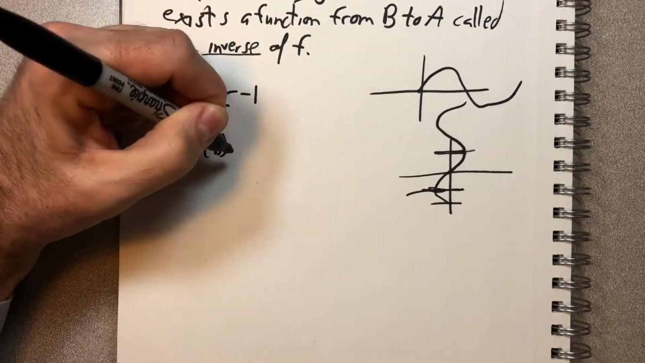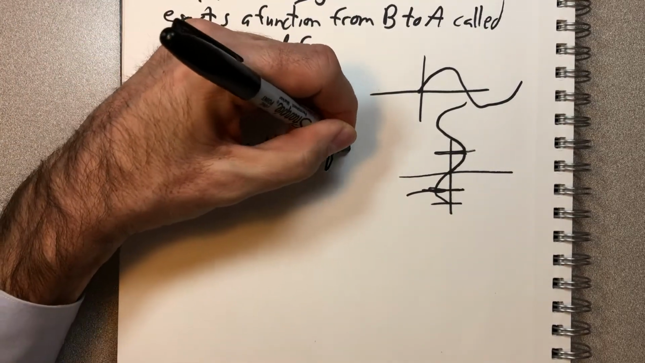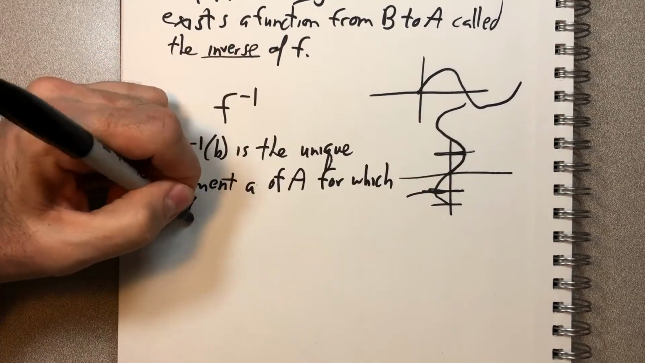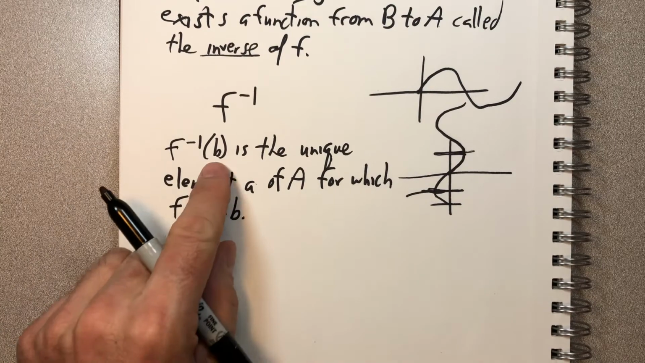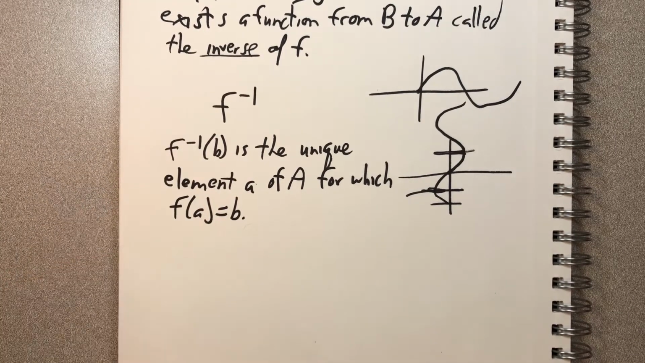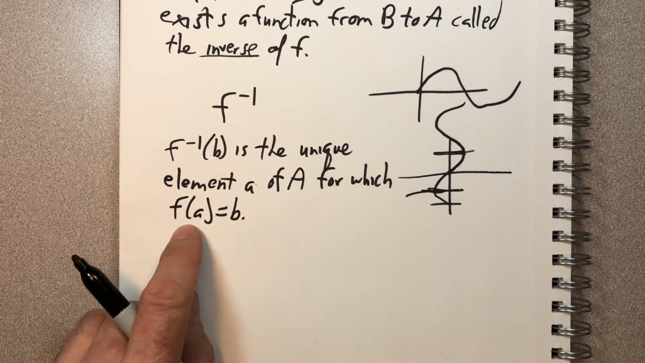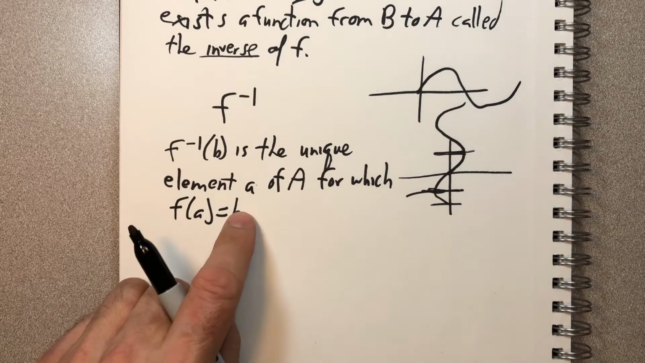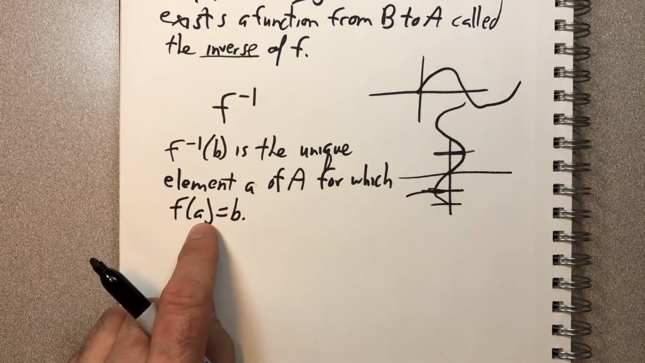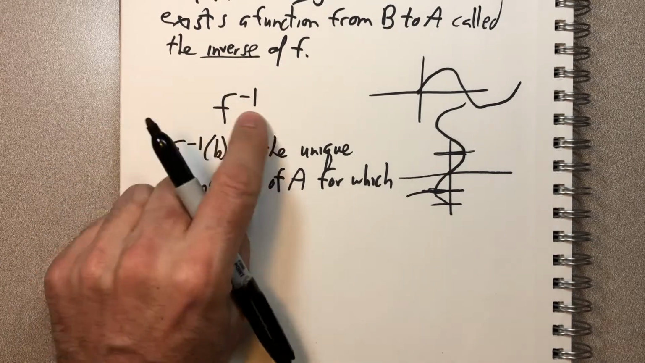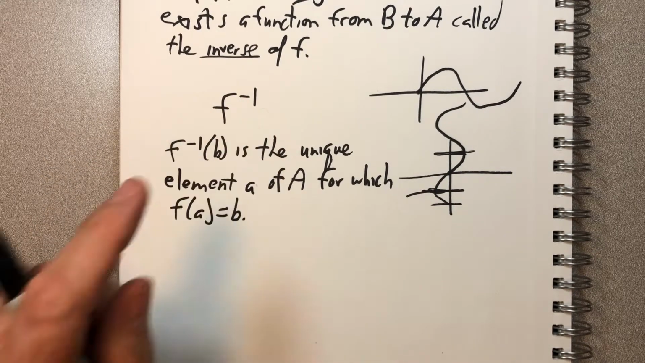So the inverse f minus 1 of b is defined as the unique element a of A for which f of a equals b. So given b in B, the fact that f is surjective implies that there exists such an element, f of a equals b. And the fact that f is injective implies that there's only one such element. So it's easy to see then that if f is bijective, then f minus 1 is also bijective.